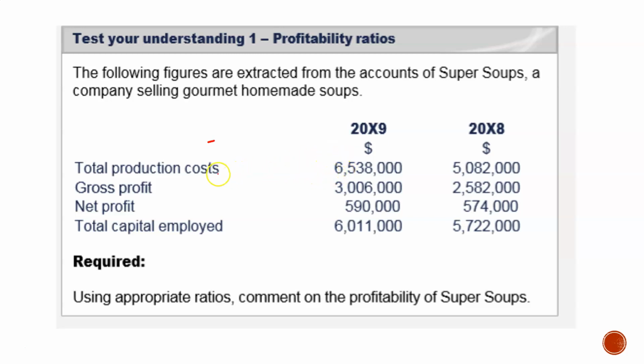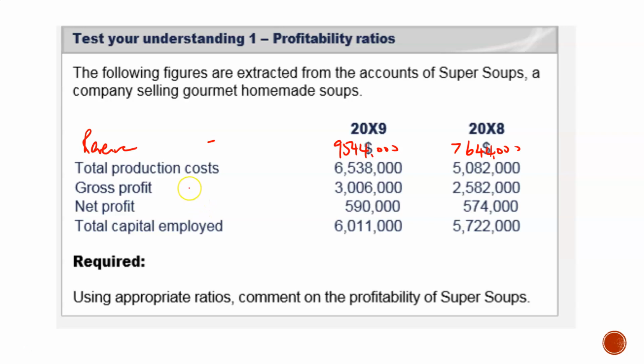So here they give you total production costs and gross profit. So you have to work backwards and find out what the revenue was. So the revenue really must have been, of course, these two added together. So therefore you have 9,544,000, and here of course you have 7,644,000, and now you can move.